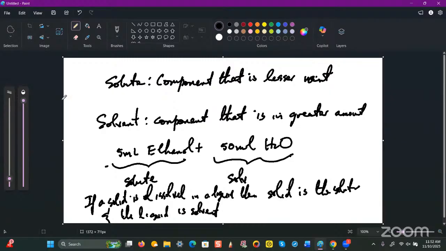All right, and the same is true if you're dissolving a gas in a liquid. Again, the gas would be the solute and the liquid would be the solvent. So in the case of carbonated beverages, the carbon dioxide would be the solute and the water would be the solvent, all right? So that's basically it as far as making a distinction between the solute and the solvent is concerned. And that is important for us to discuss solutions.